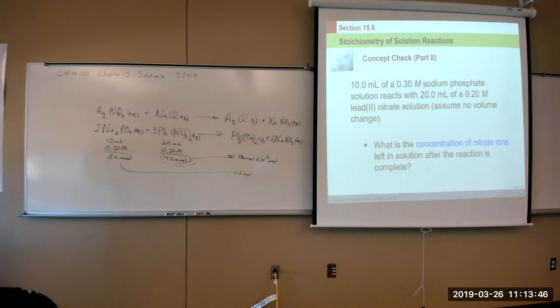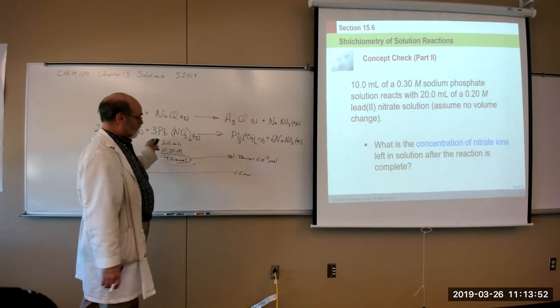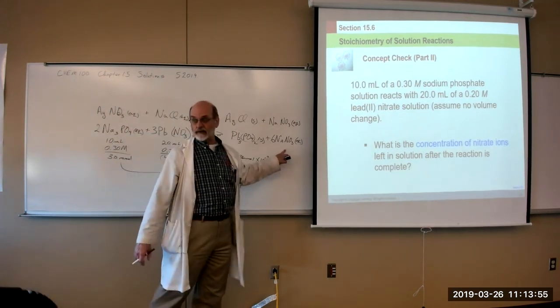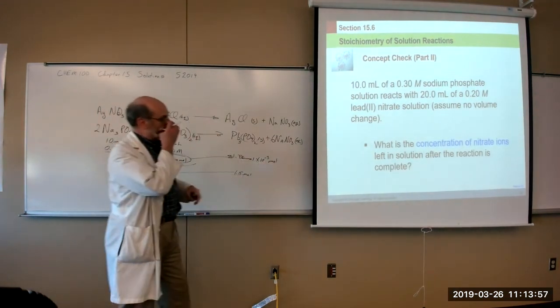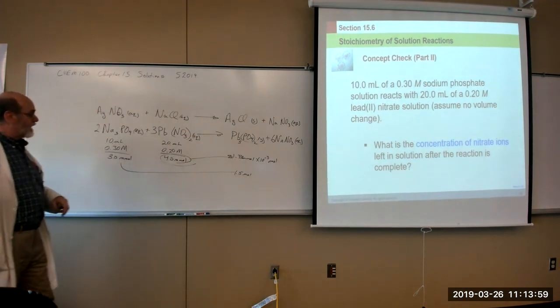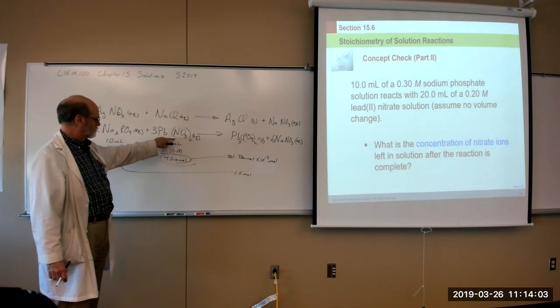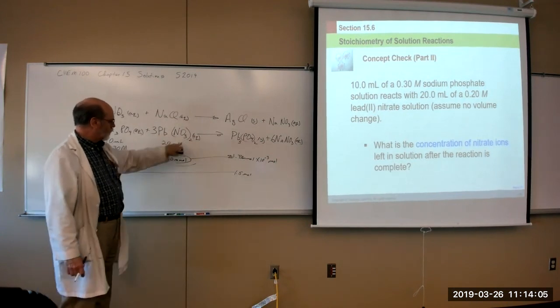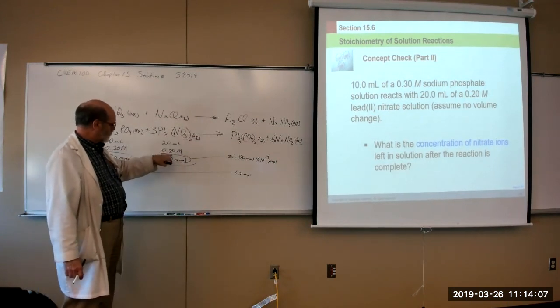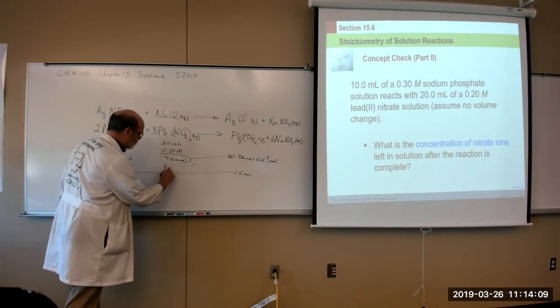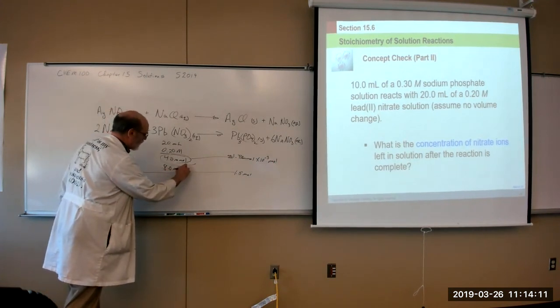So what's the concentration of nitrate ions in this situation? Well, nitrate's not consumed in the reaction, it's a spectator. So all you have to do is find out how many moles of nitrate you start with. Right? So it's 2 moles for every 1. So it'd be 2 times this, which would be 8 millimoles of nitrate.